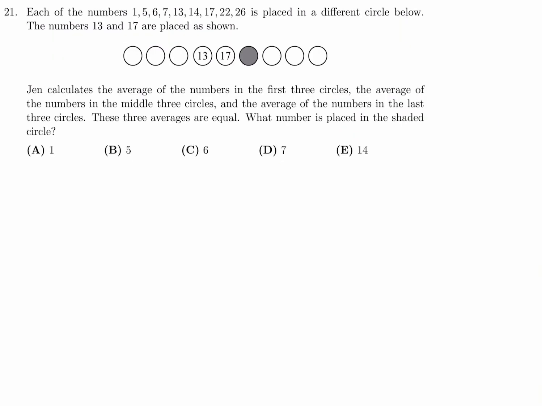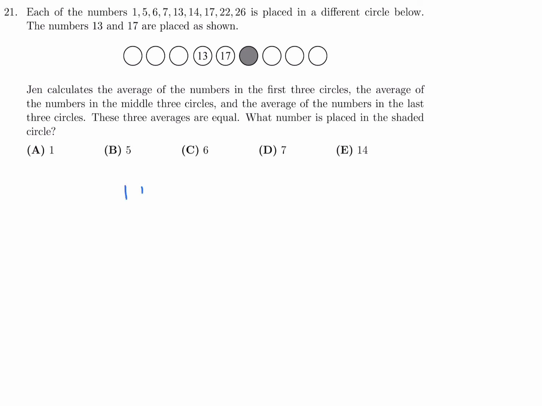Each of the numbers 1 through 26 is placed in a different circle below. The numbers 13 and 17 are placed as shown. Jen calculates the average of the first 3 circles, the average of the numbers in the next 3 circles, and the average of the numbers in the last 3 circles. These 3 averages are equal. What number is placed in the shaded circle?